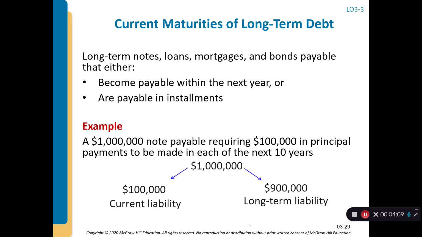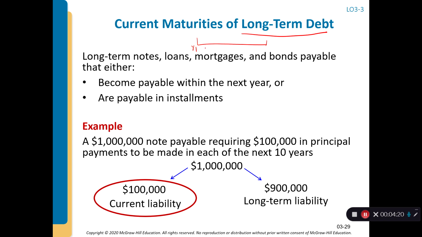And the third thing that we want to talk about is the current maturity of long-term debt. So we have long-term debt, but a portion of it is due soon. Say in year 1 we borrowed money and it's due in year 20, but we are now at year 2, and there's some portion that is due. The portion that is going to be due by year 2 is called current, and the rest of it is called long-term debt, right? Specifically, long-term notes or loans, mortgages, and bonds payable that either become payable within the next year or are payable in installments. Those two scenarios need to be categorized under the current liability section.